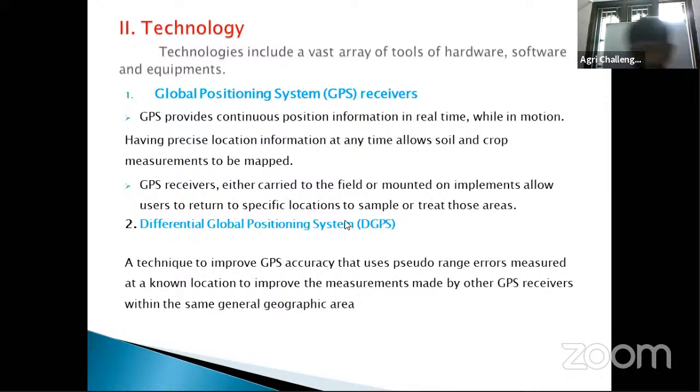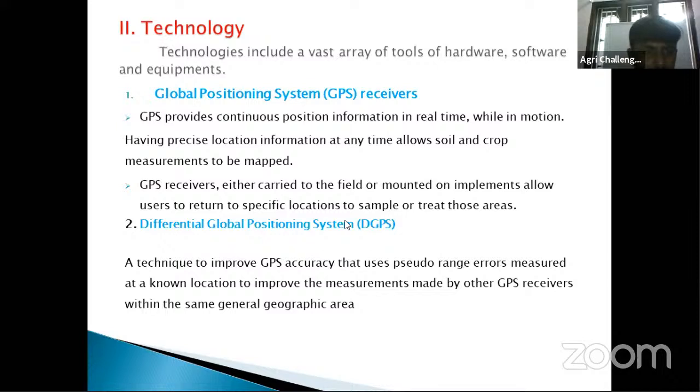GPS provides a continuous position. There is no need to explain GPS to you people. Nowadays everyone is using it, and most mobiles are GPS enabled. GPS provides continuous position information, the real-time location of where you are as of now. It gives the exact location while in motion, even while traveling.